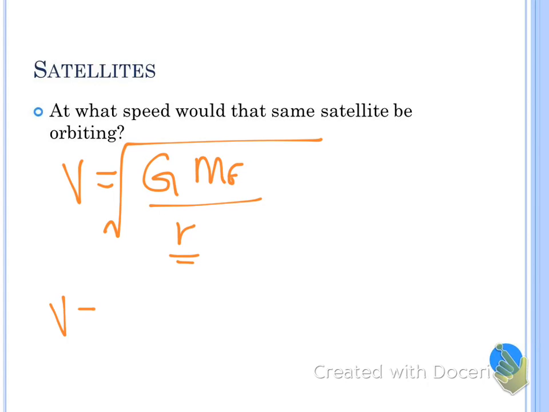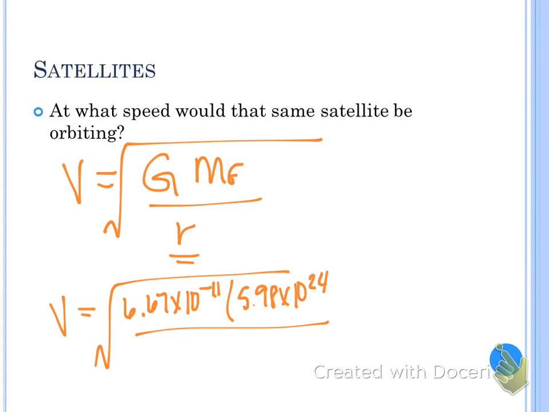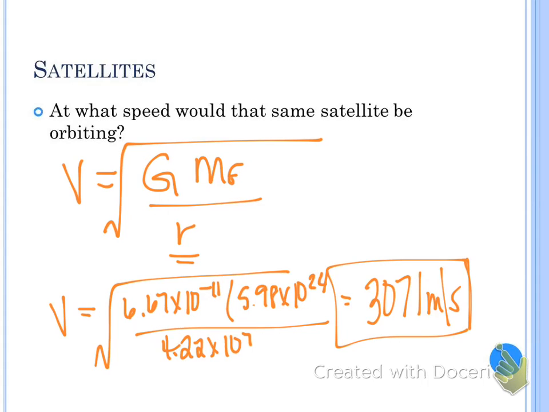So velocity is equal to the square root of 6.67 times 10 to the negative 11th times 5.98 times 10 to the 24th over 4.22 times 10 to the 7th. That was the value that we got before we subtracted out the radius of the Earth. Now we're going to plug that into our calculators, and we're going to get a velocity equal to about 3,071 meters per second. And that's where we're going to stop. Chapter 7 is pretty quick and easy. That's the last notes that we have for Chapter 7.